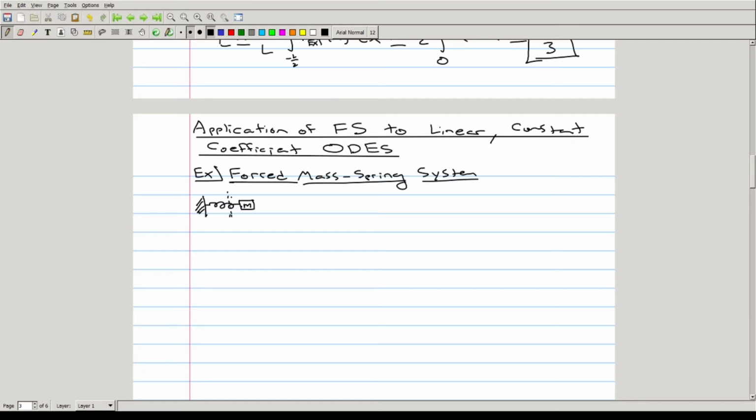And let's say that the spring has an equilibrium here, and we measure the displacement of the spring y as a function of t. Make the following assumptions regarding the motion. The first one, we'll assume that the spring is a linear spring.